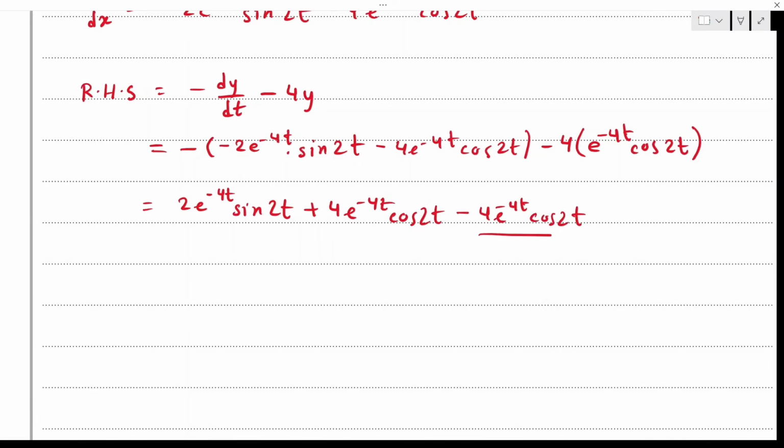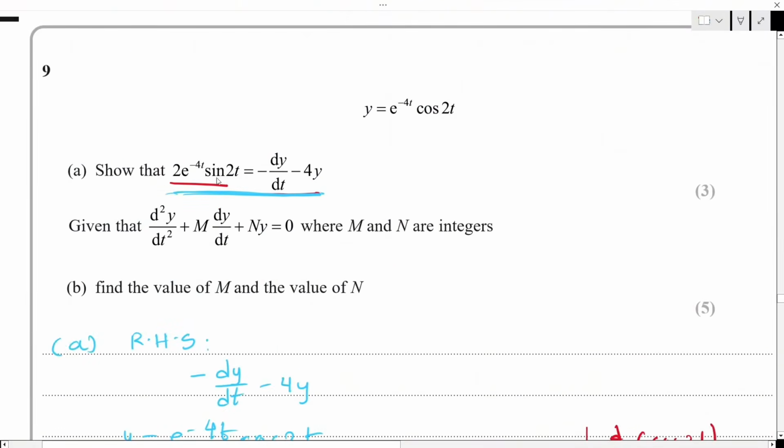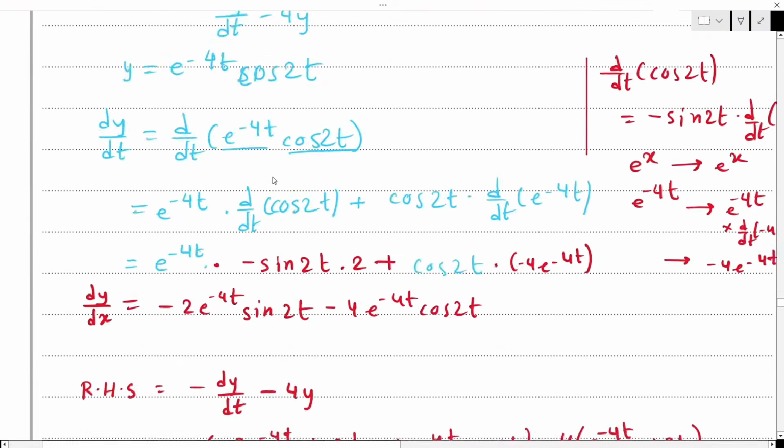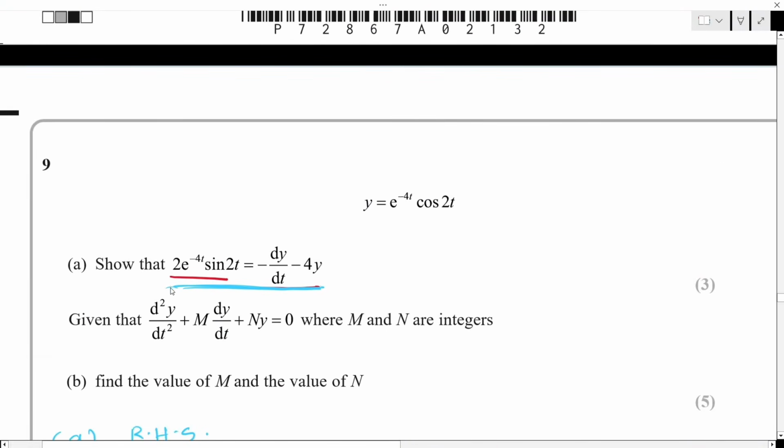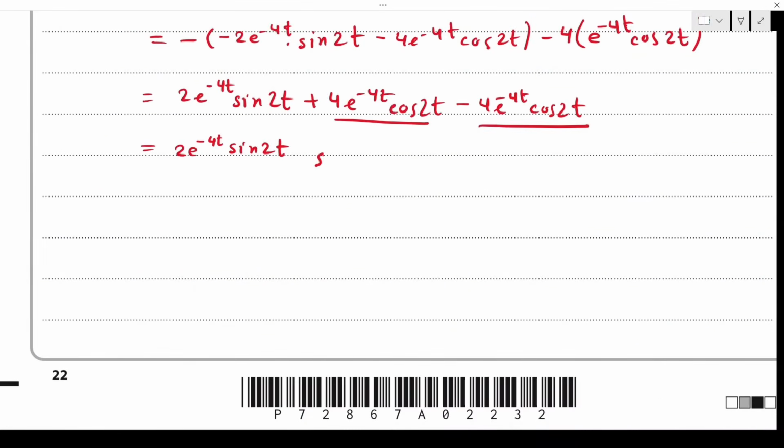I can see that this term and this term are the same, and one of them is positive and one is negative, so we can cancel them out. Our right hand side is equal to 2 e to the power of minus 4t sine 2t. So from this we can see that our right hand side is equal to our left hand side. So we have shown this expression is true. We can write shown. This is our part A.